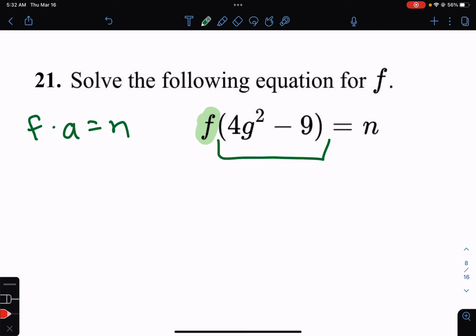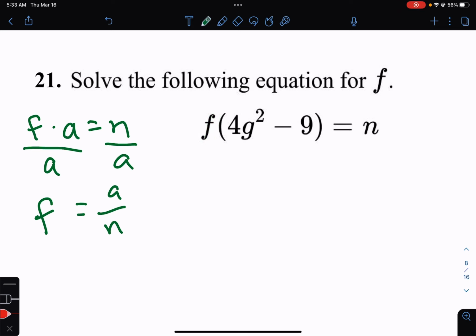Right? So if we think about it, how would we get f by itself in this first equation? Well, we would divide by a, right? We would have f equals n over a. So here, we're going to do the exact same thing. It just looks a little bit uglier. We're going to divide both sides by 4g squared minus 9.